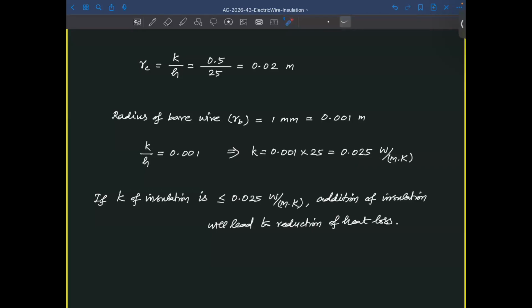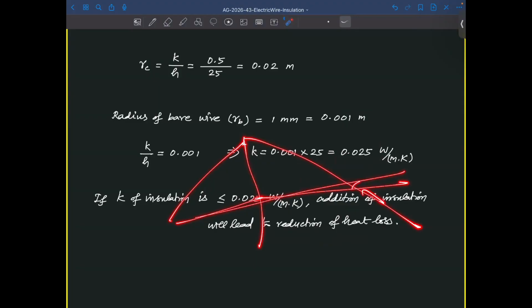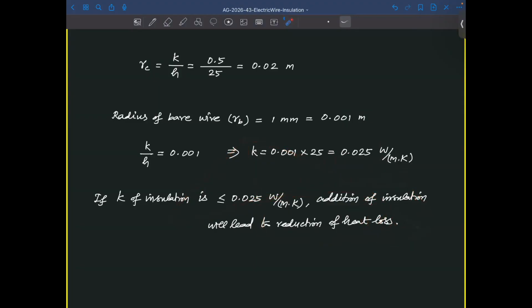If the electrical wire has this or lesser conductivity, the addition of insulation will actually lead to a reduction of heat loss. Of course, here what we have is 0.5 watt per meter Kelvin. Since this is higher than that value, heat loss will definitely increase till the critical radius of insulation, and only after that will heat loss decrease. So if you want insulation to reduce the heat loss, we need to have this range.